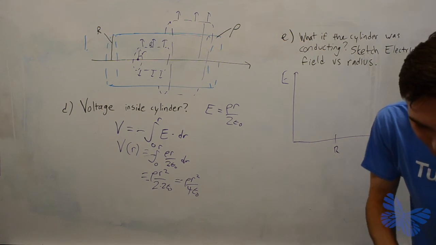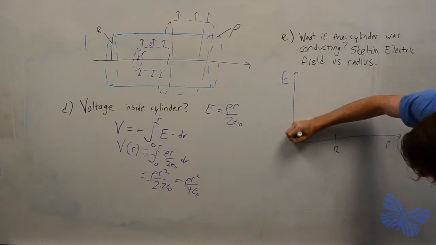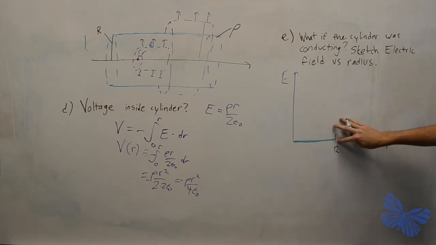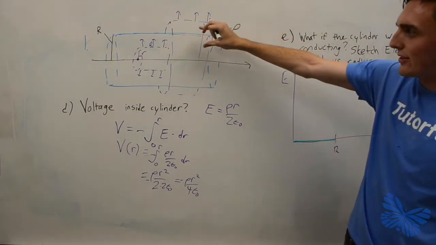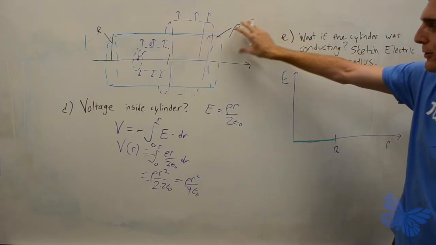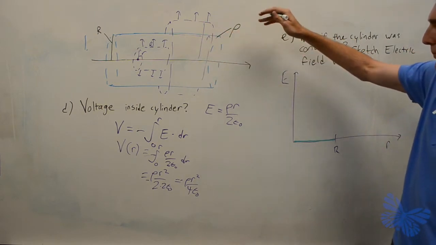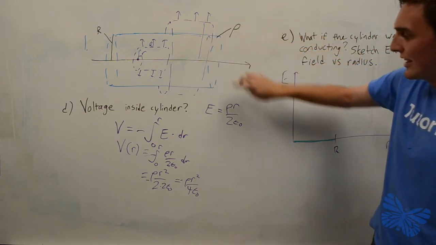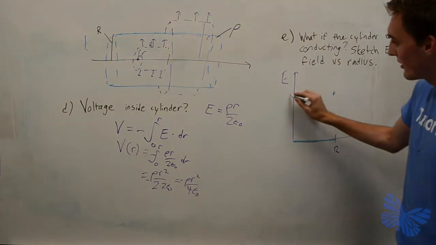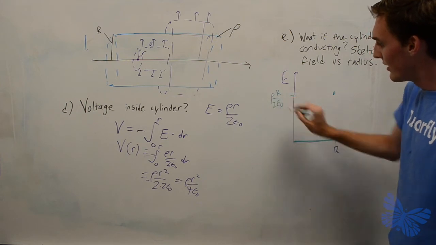So you plot this here, it's going to be 0 up until big R, and then all of the charge is going to be on the surface. So let's say you have rho times this volume amount of charge. It's basically going to jump up to the same electric field that we had here. So it's going to be rho big R over 2 epsilon naught.